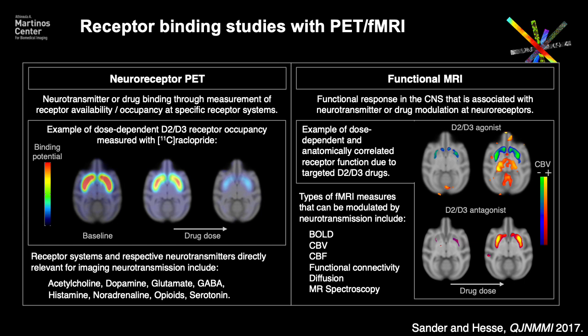And so I hope I've given you an interesting overview of receptor binding studies with PET and fMRI, and how we can combine both PET and fMRI dynamics, and especially exploit features of time courses in order to understand more interesting molecular processes together with their functional effects.